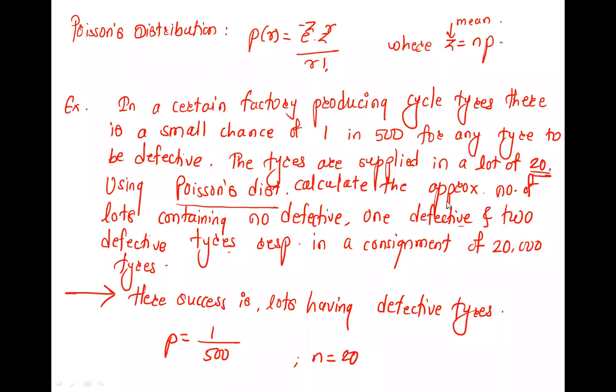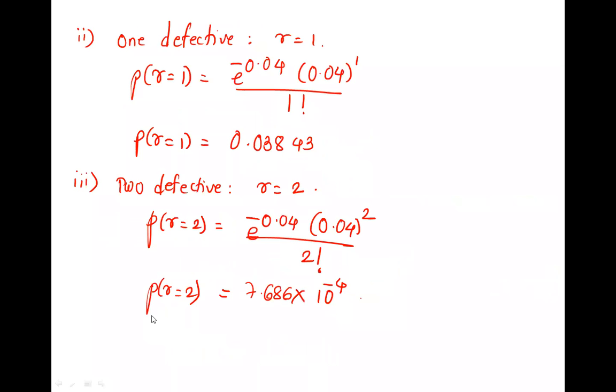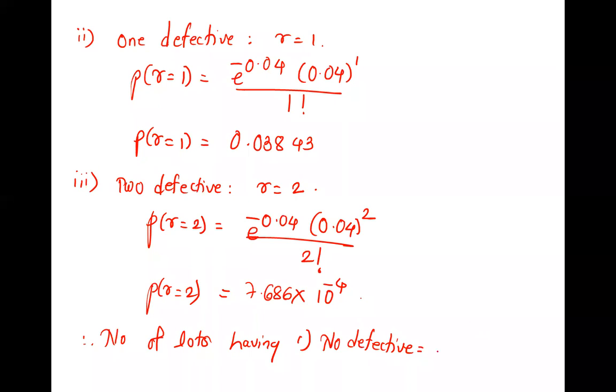So you got the probabilities, but it is not asked to find the probabilities. It is asked to calculate the number of lots. So means frequency is asked. So we can go ahead with the frequency. Therefore, number of lots having no defective first. How can we define frequency? N into P of R, right?